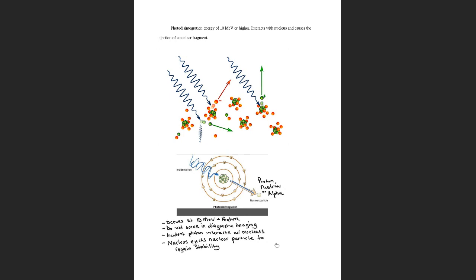To me, that sounds so scary. Maybe they can explain to me why it's not that scary, but I'm like, oh, if we got parts of the nucleus being ejected, that doesn't sound real cool. But that nucleus at that point is trying to regain stability. So that's why that portion of the nucleus and the nuclear particles are being ejected.